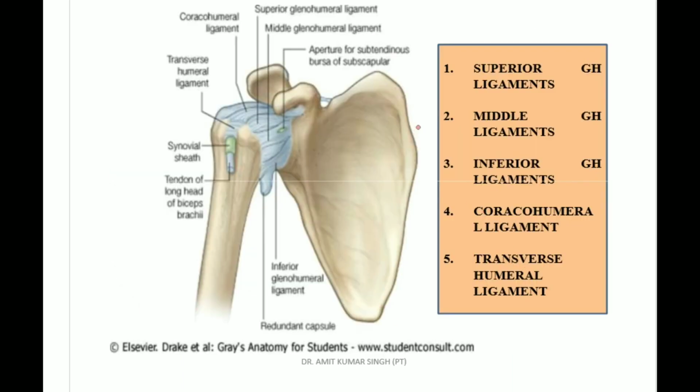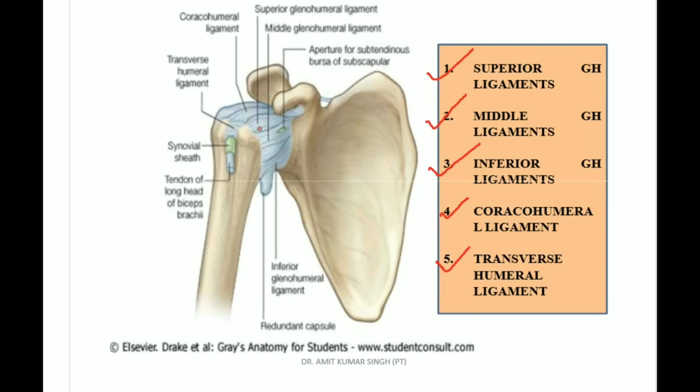Next, discussing the ligaments. As I have already told you, the glenohumeral ligament is divided into three parts: superior glenohumeral ligament, middle glenohumeral ligament, and inferior glenohumeral ligament. Apart from that, we have the coracohumeral ligament and the transverse humeral ligament.